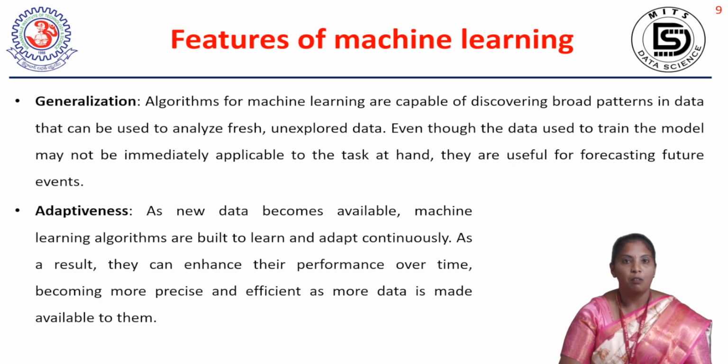Next one is adaptiveness. As new data becomes available, machine learning algorithms are built to learn and adapt continuously. As a result, they can enhance their performance and accuracy over time, becoming more precise and efficient as more data is made available to them.